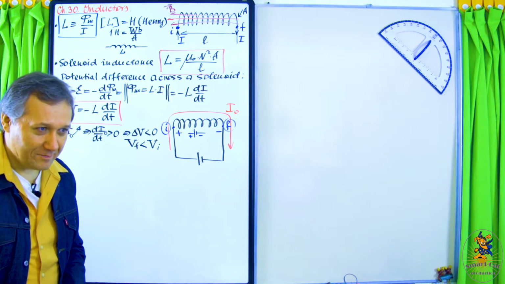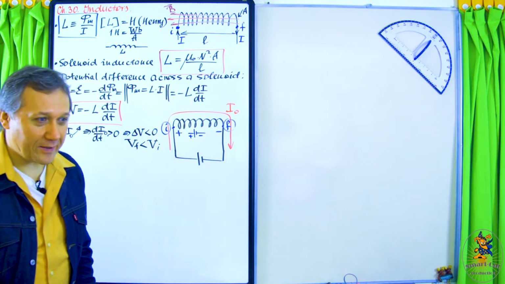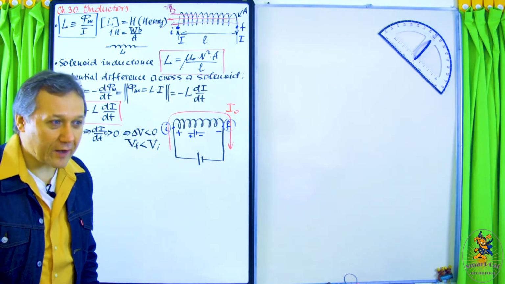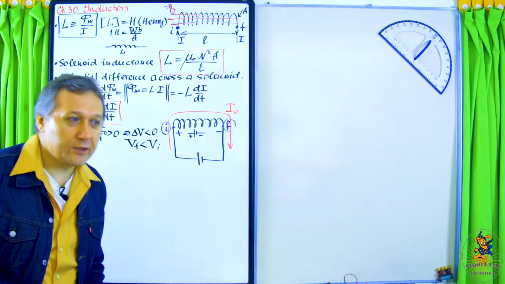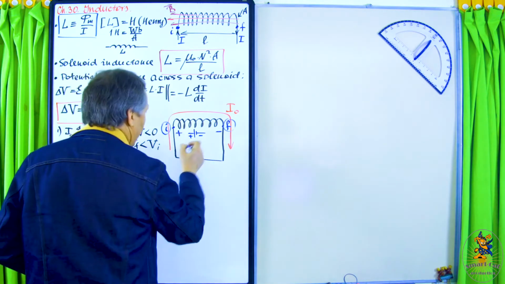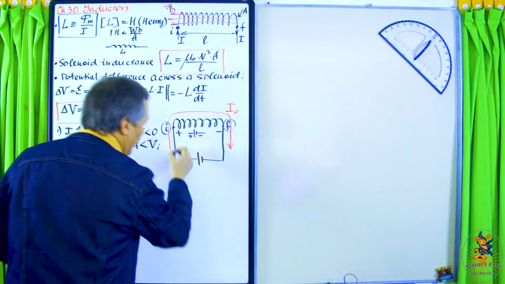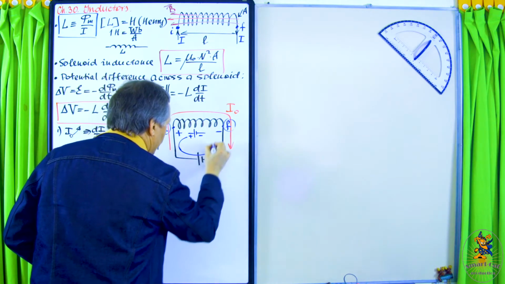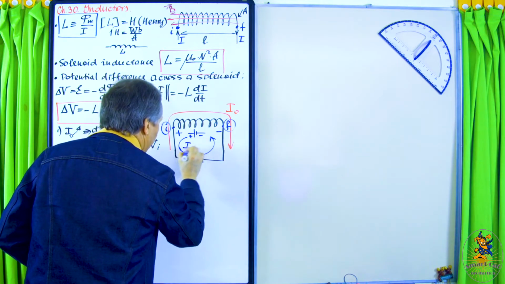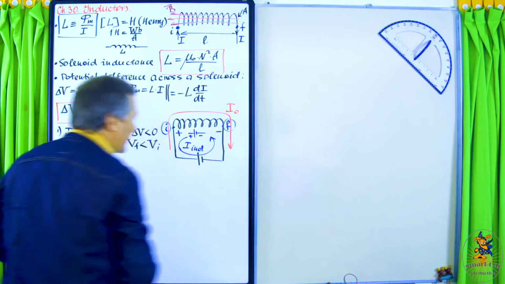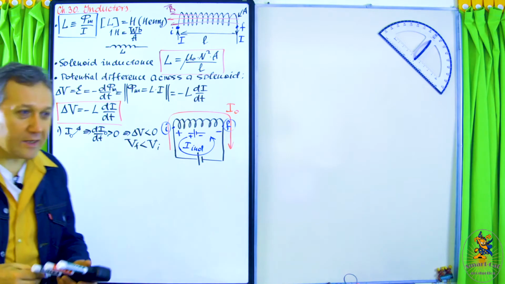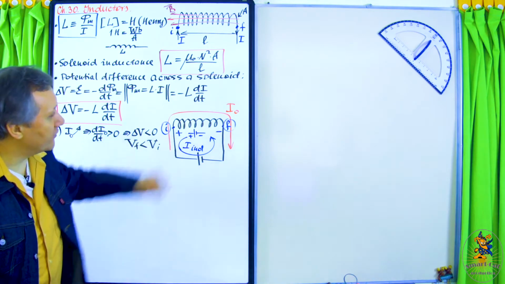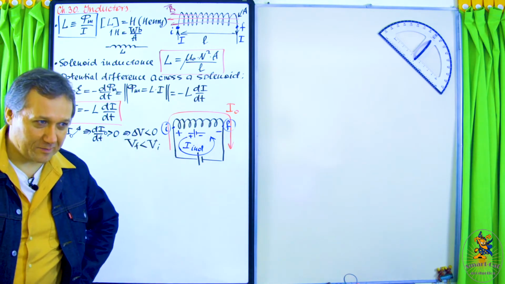And this effective battery starts driving its own induced current. In which direction? From this plus to that minus through the rest of the circuit. So I induced is in the opposite direction to the direction of the original current.